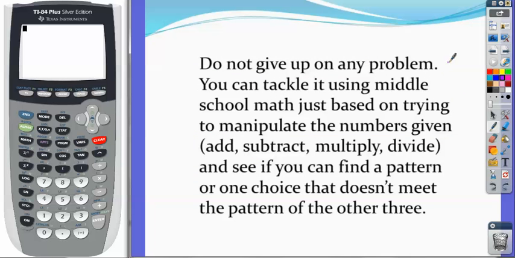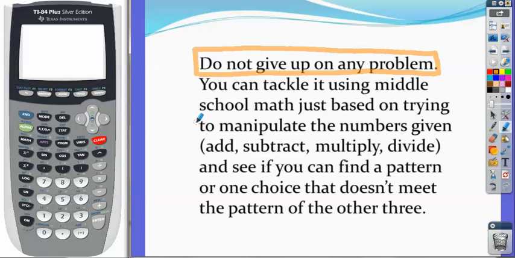Next one, and this is one of the most important things I can tell you. Do not give up on any problem. Every single problem counts. You don't want to get that 399. You want to get that 400, which means you just can't give up. You have to also realize, and this is what it says here, you can tackle any problem using middle school math based on trying to manipulate the numbers and see if you can find a pattern.